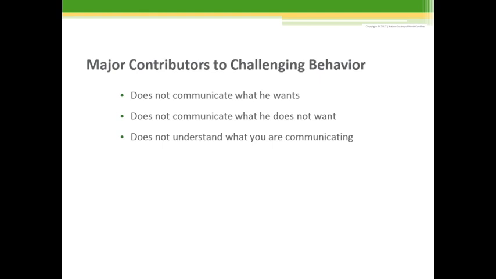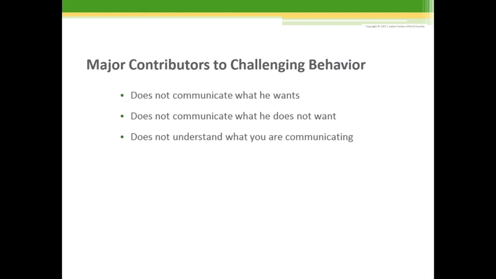I don't want to do this right now. I need a break. I want to be all done. I want to leave here. We all have ways to say that and get our needs met appropriately. But imagine if you don't have a way to communicate these messages in any other way except through behavior or challenging behavior, then you're going to use challenging behavior to get your needs met.